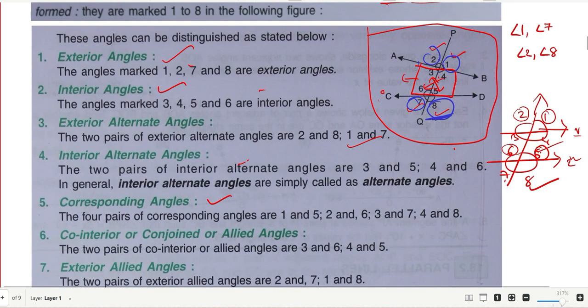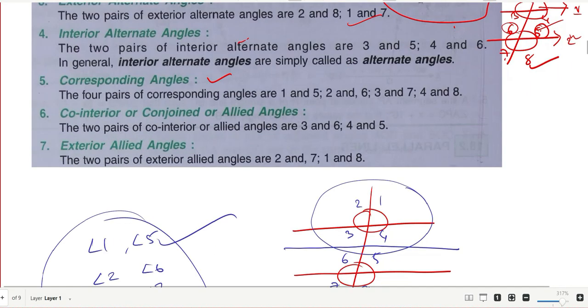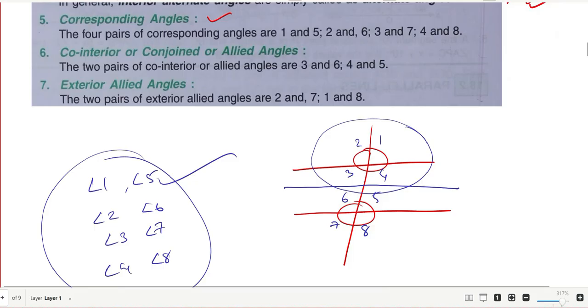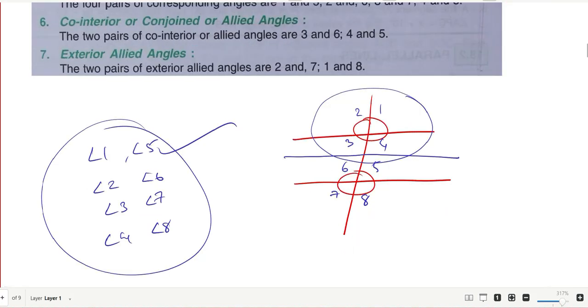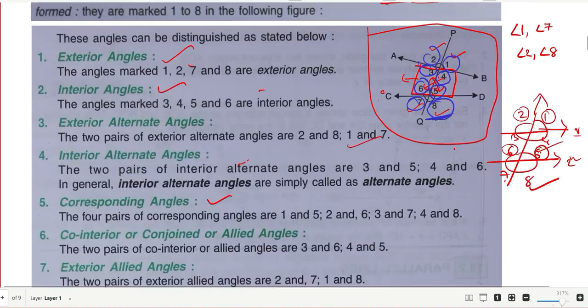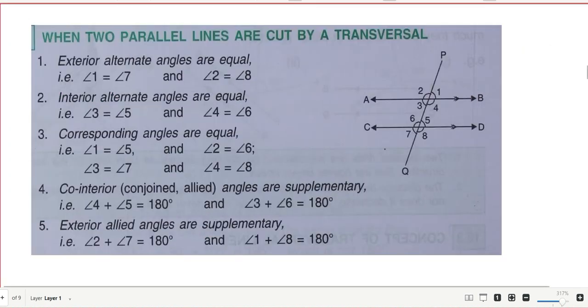In the same manner, we have another type of interior angles, that are co-interior angles, that are angle 3 and angle 6. Angle 4 and angle 5 are said to be what? Co-interior angles. Okay, so these are the types of angles formed by the transversal. And these 8 angles are formed for parallel lines as well as non-parallel lines. But when a transversal intersects parallel lines, these angles follow certain rules. What are those? Let us see.